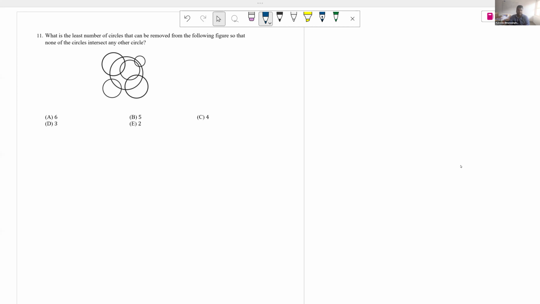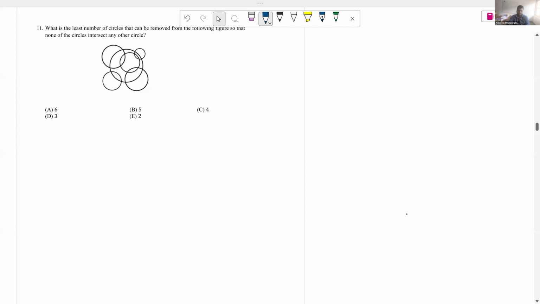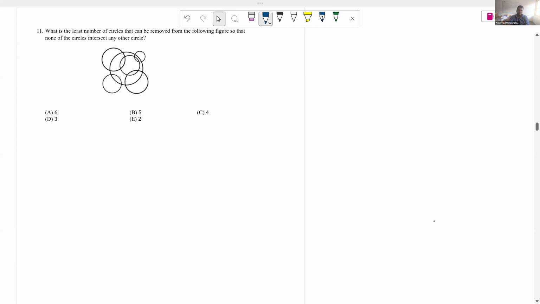So the first one right here is, what is the least number of circles that can be removed from the following figure so that none of the circles intersect any other circle? Now again, it's an optimization problem in the sense that you'll have to think of removing stuff and then making the optimal value. Okay, so let's look at this. Think of removing the circle that intersects most other circles, and that would be this circle.